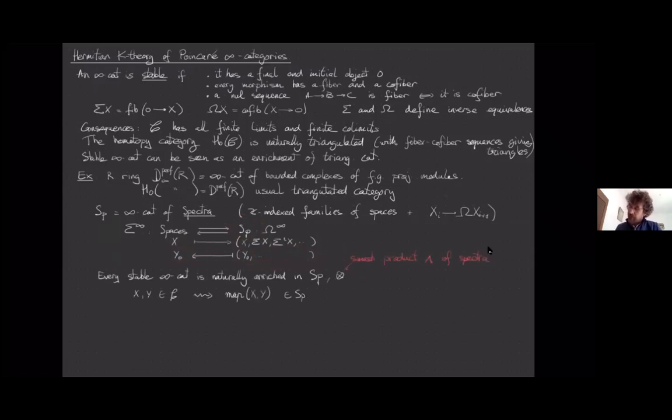So there's another reason why spectra are extremely interesting and fundamental here. It's because naturally every stable infinity category is enriched in spectra with the tensor product of spectra, which means that there is a natural way, each time you have two objects in a stable infinity category, to get a mapping spectrum, a spectrum of maps from X to Y. And we will use this.